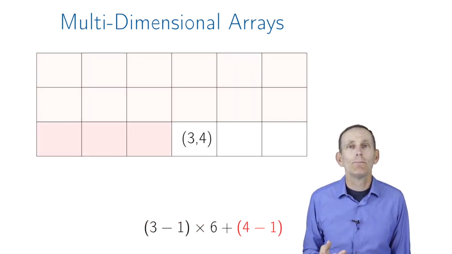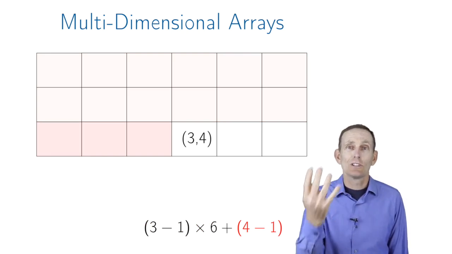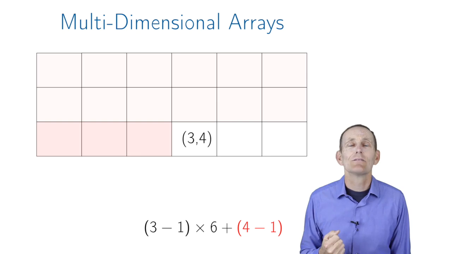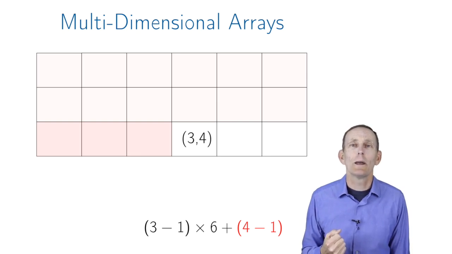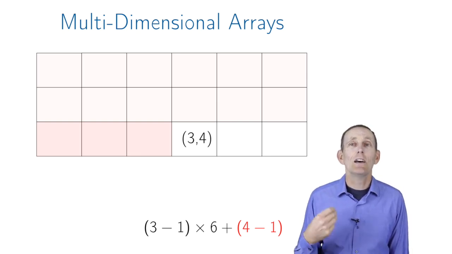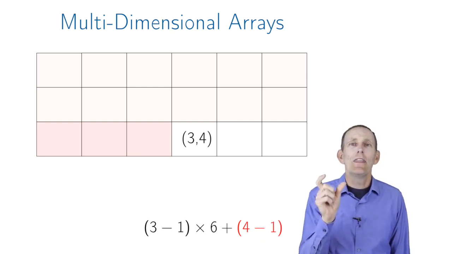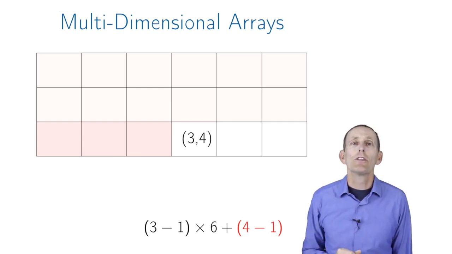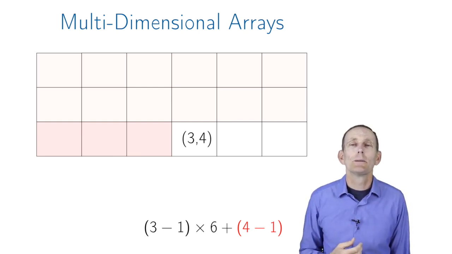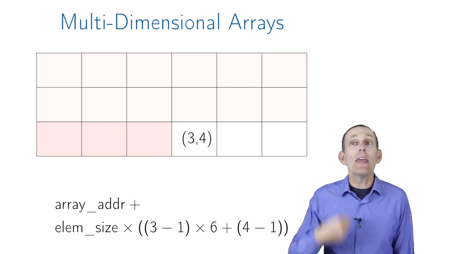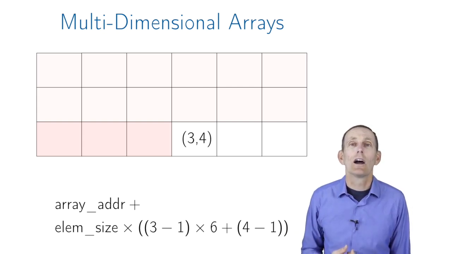How do we get that? We take the column index, which is 4, and subtract it from the initial column index, which is 1. So this basically gives us 15: 6 for the first row, 6 for the second row, and then 3 for the third row before this particular element. We take that 15 and multiply it by our element size, and then add it to our array address. And that will give us the address of our element 3, 4.